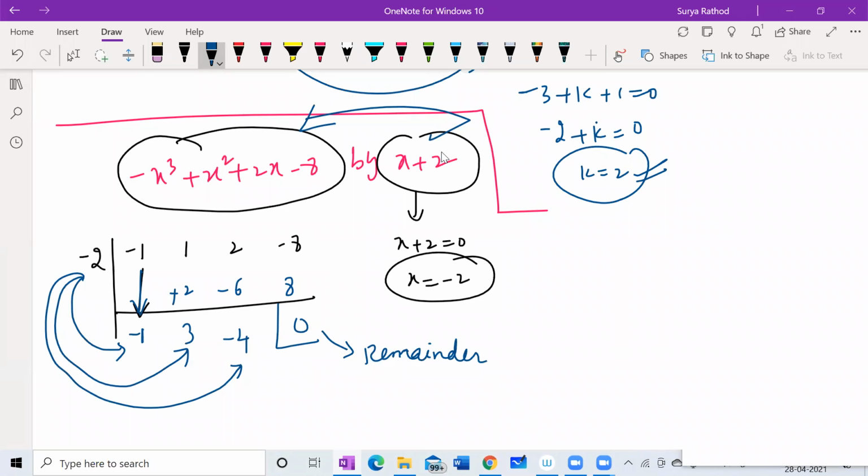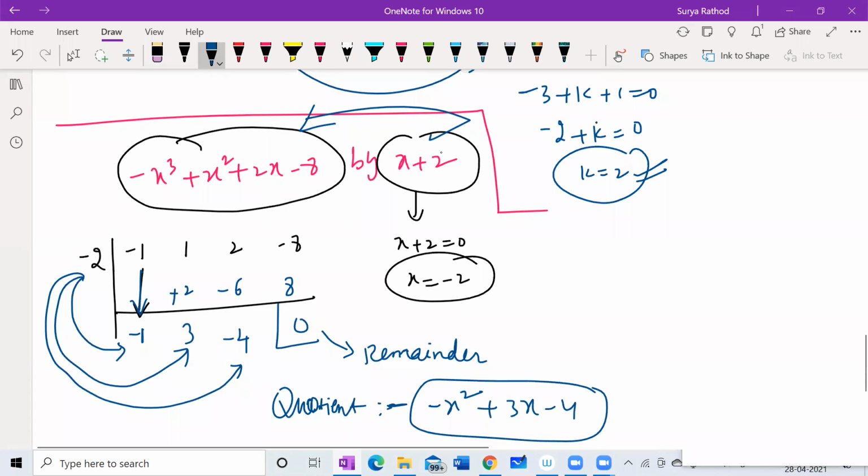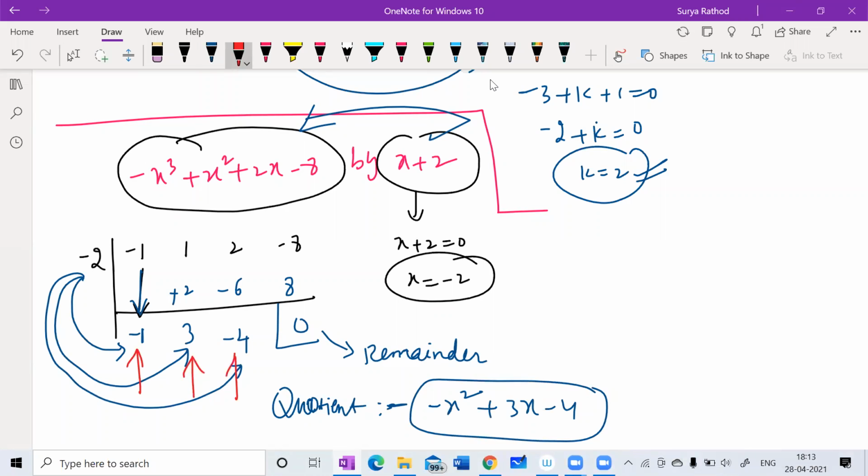That is a true statement. And what is my quotient now? The quotient will be the minus x square term, then plus 3x, then the constant. Minus x square plus 3x plus 4. This is my quotient, and this is my remainder.